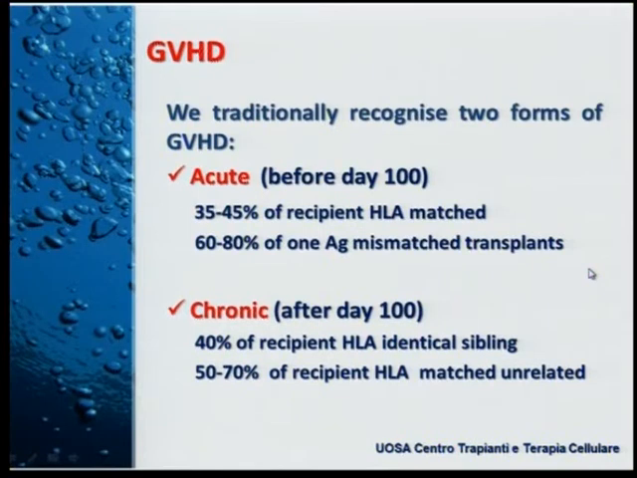In the human setting, we traditionally recognize two forms of GVHD, acute and chronic. This distinction considers the time of onset of GVHD, before and after 100 days. But this classification is now less correct because we can observe an acute graft versus host disease beyond day 100.